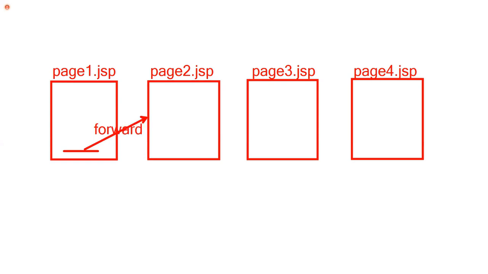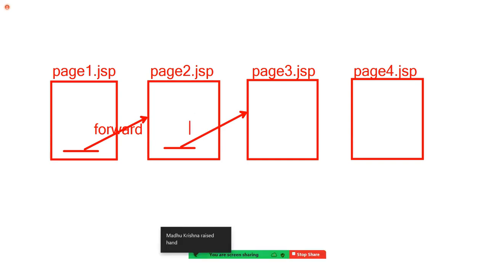You already studied forwarding. If you write forward, does the same request and response come to the second JSP, or does a new request come? The same request and response of page1.jsp comes to page 2. Suppose here I'll write redirect. Then is it the same request or a new request? New request. Redirecting again, the control will communicate to the browser.